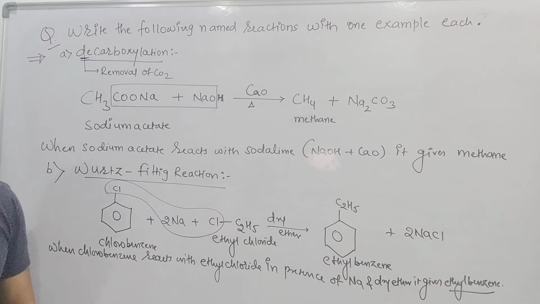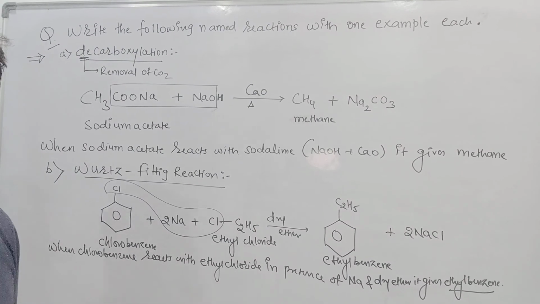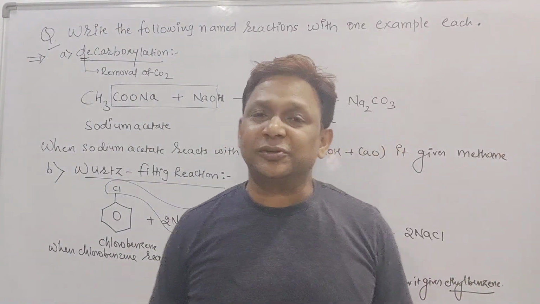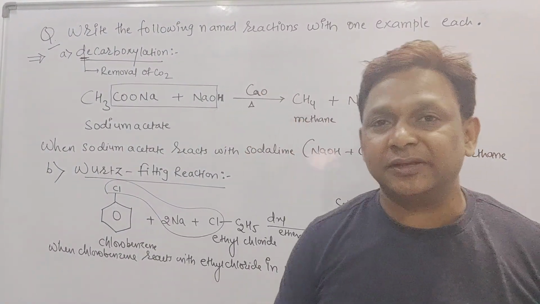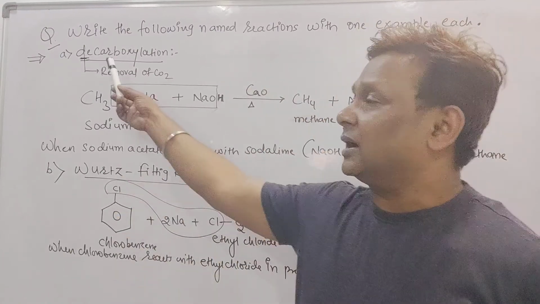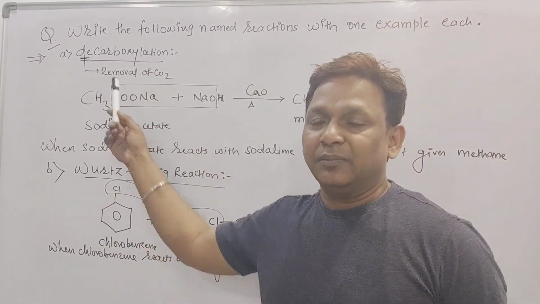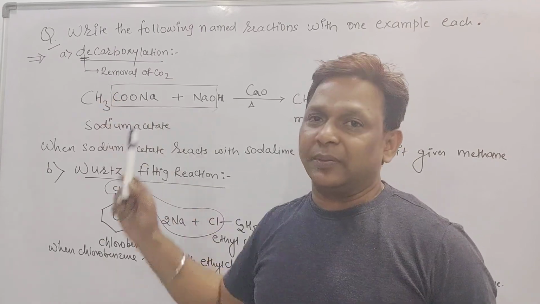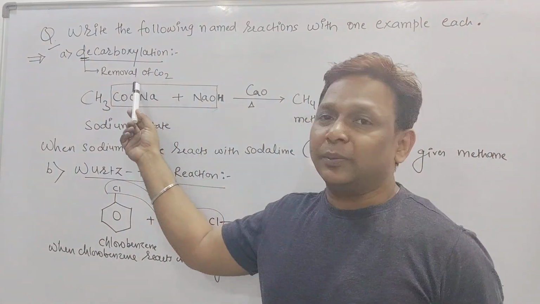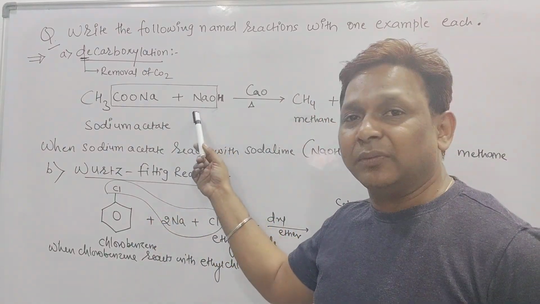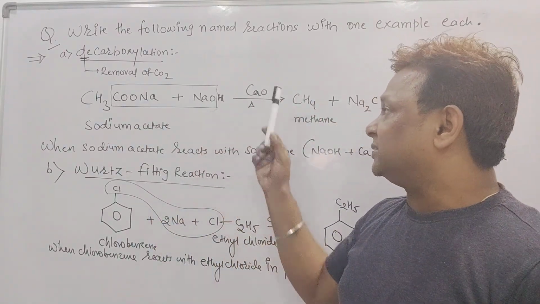Chalo, please take a screenshot of this one. So we have seen two methods, beta. In the first one, we have seen two name reactions. One is called decarboxylation and the other is called the Wurtz-Fittig reaction. In decarboxylation, there is removal of carbon dioxide, and you know removal of carbon dioxide can take place in presence of what? Soda lime. What is soda lime? You know, a mixture of NaOH and CaO.